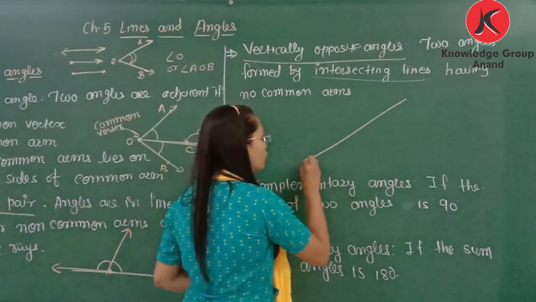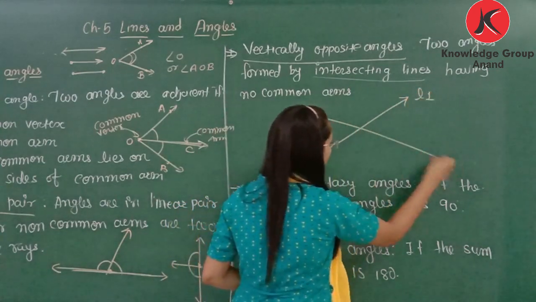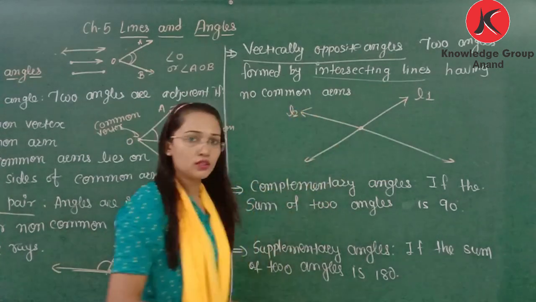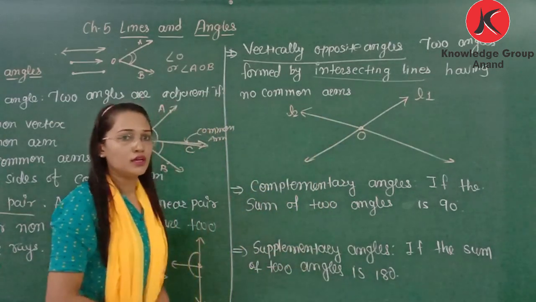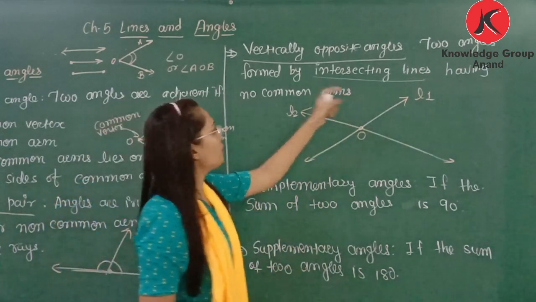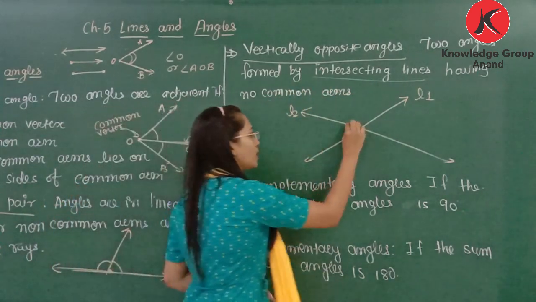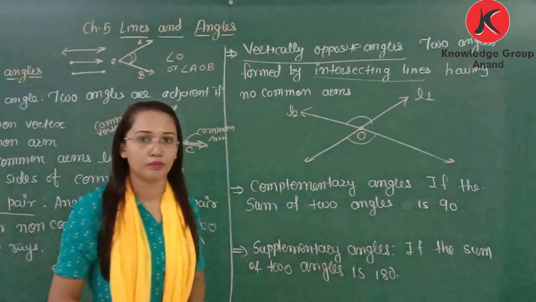Like this. If we draw line L1 and this is line L2, then you can see they cross each other at this point. So this is called the common point between them. If two lines are intersecting, then there is no common arm. Here these angles have no common arm. If you consider this angle and this angle, they do not have a common arm.